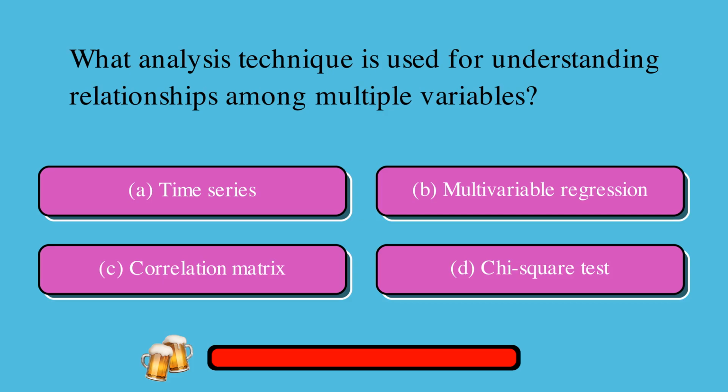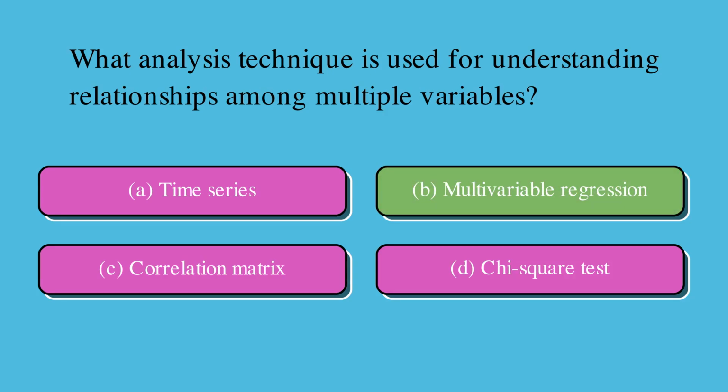What analysis technique is used for understanding relationships among multiple variables? A. Time series, or B. Multivariable regression, or C. Correlation matrix, or D. Chi-square test? The correct answer is B. Multivariable regression.